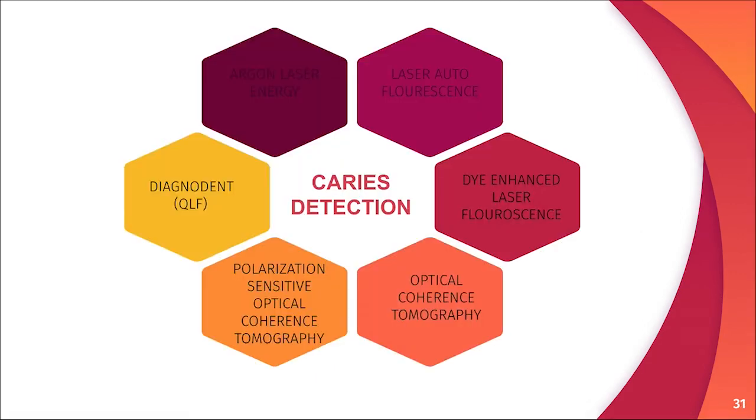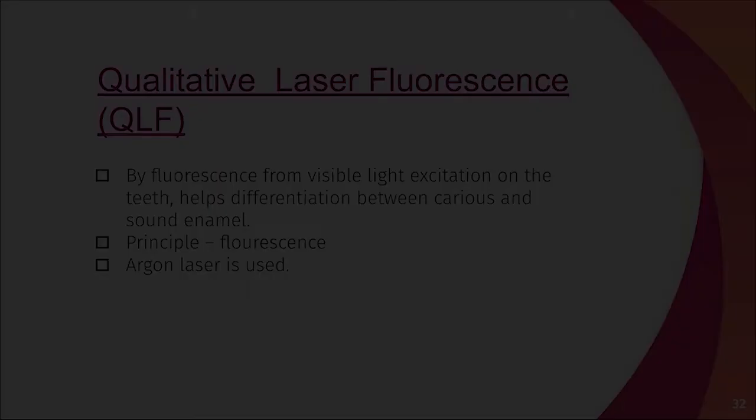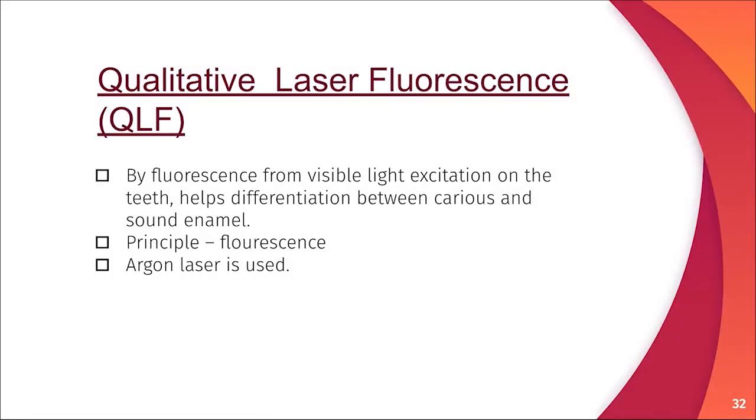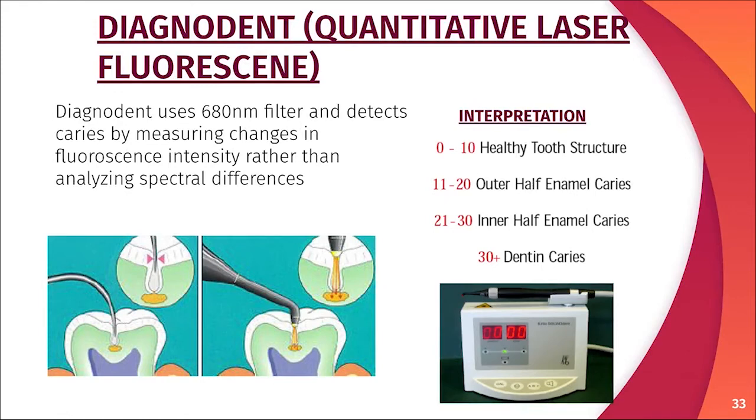Caries detection: argon laser energy, laser autofluorescence, dye-enhanced laser fluorescence, optical coherence tomography, polarization sensitive optical coherence tomography, DIAGNOdent. Now we'll see QLF, that is quantitative light-induced fluorescence. It works on the principle of fluorescence. Here argon laser is used. By fluorescence from visible light excitation on teeth, it helps in differentiation between carious enamel and sound enamel.